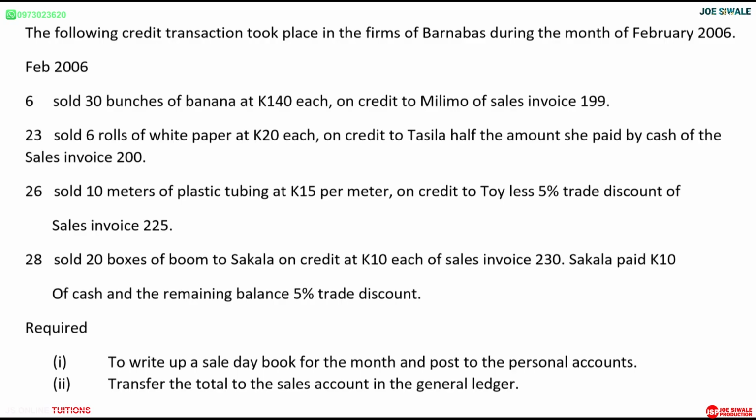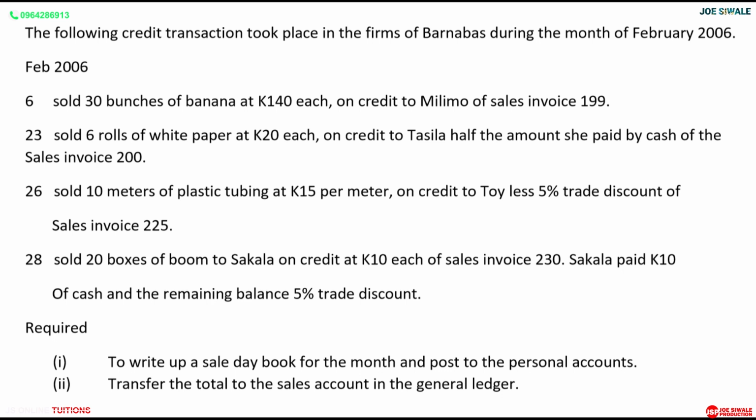On the 26th, sold 10 meters of plastic tubing at 15 kwacha per meter on credit to Toy, less 5% trade discount, of sales invoice 225. So for us to find this transaction, first of all we are going to find the total amount, multiplying 10 meters by 15 kwacha. So we're going to say 10 multiplied by 15, and we're going to have 150 kwacha.